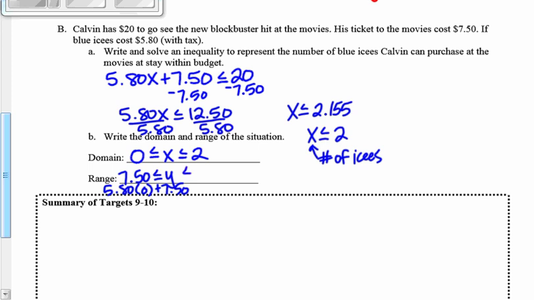The most we'll spend, it has to be under 20, but the most we would spend is if we purchase 2 icies plus the cost of that ticket, which was $7.50. So I'm going to plug that in my calculator. And I'm getting $19.10, which is great because it does stay within that $20 budget that we originally had.